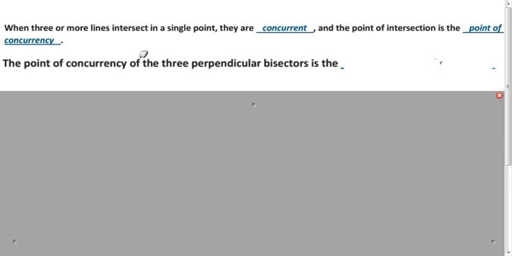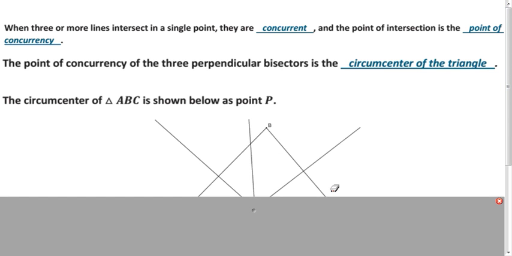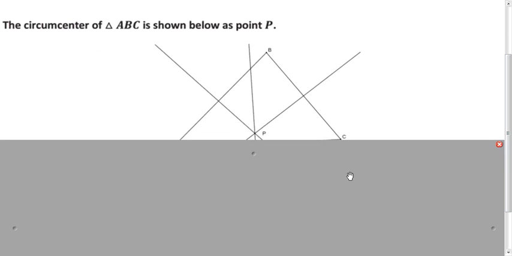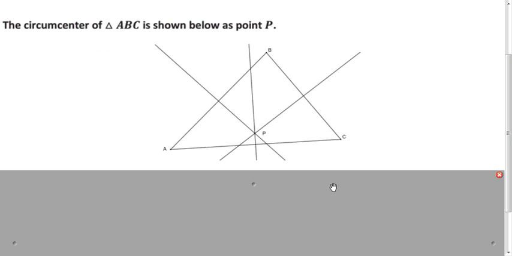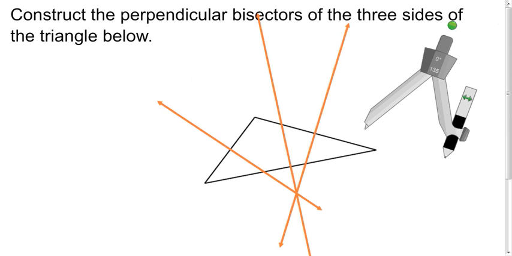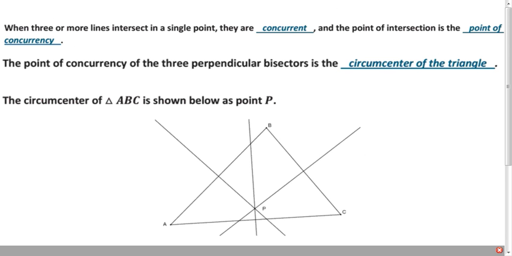And so there's actually 4 different types of concurrency. We're going to learn about 2 of them in this lesson. The one from the perpendicular bisectors is called the circumcenter. And that comes from the same root as the word circumference. So we'll get to the reasons why this one's called the circumcenter later in the lesson, but it has to do with circles. And so here's an example of a different triangle with a different circumcenter. And if you notice, this one has the circumcenter on the inside, while in our previous example, it was on the outside. The circumcenter could also be located on a side of the triangle. So those are 3 different possibilities.